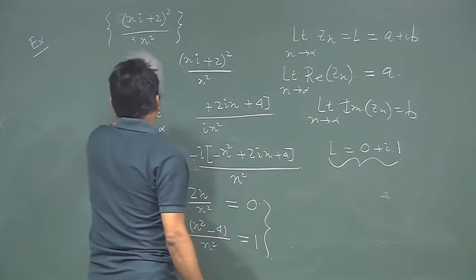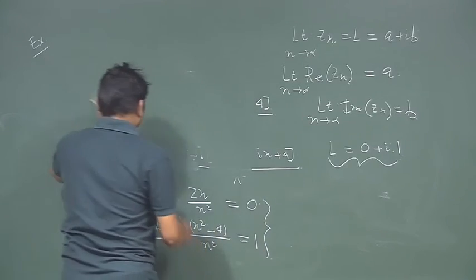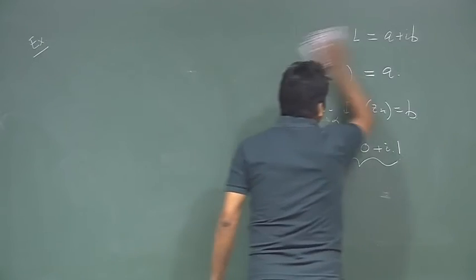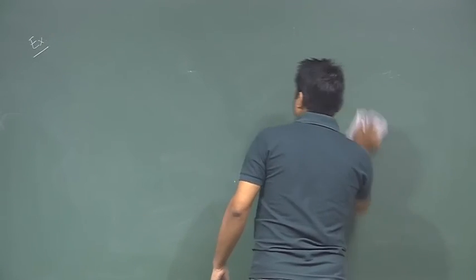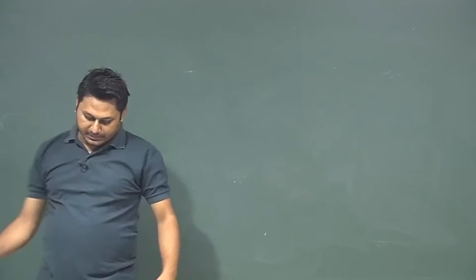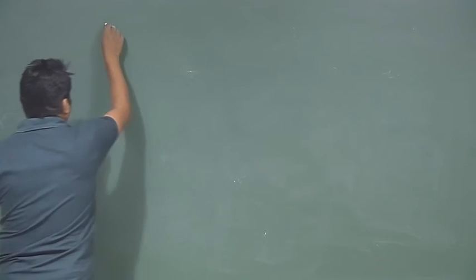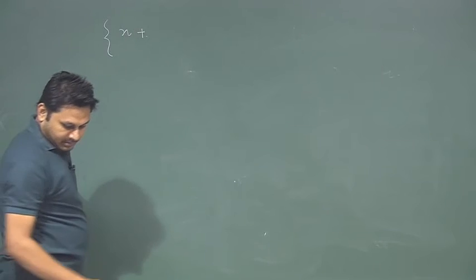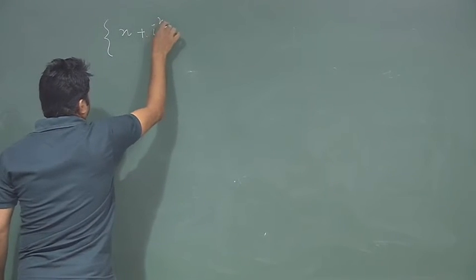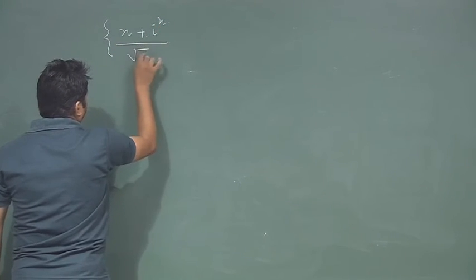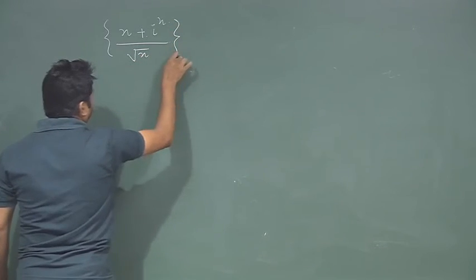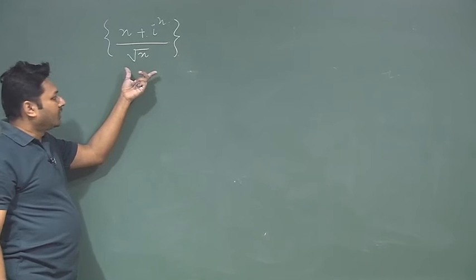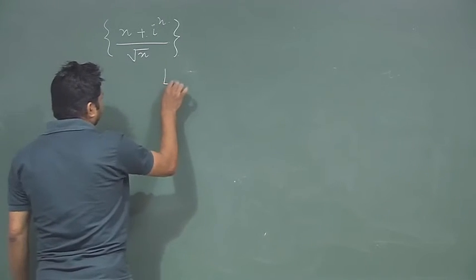Okay. So, I believe you understand how these things are working. Let me go to another example. My next example is something like n plus I to the power n divided by root over n, and I need to find out whether this converges to some point or not. So, again I need to do the same procedure.